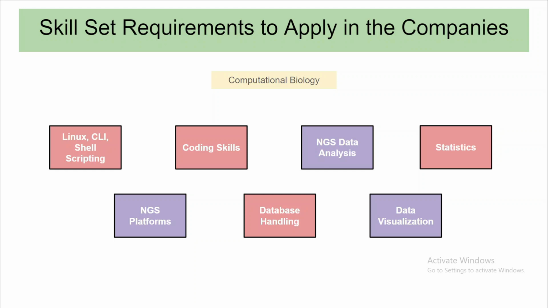The next important one is database handling. There are different databases we should be aware of. For example, if you have to analyze RNA-seq data, there are different databases from where you can download it. Or if you have to download the raw files, that is the FASTQ files of any RNA-seq data, you can download from SRA.